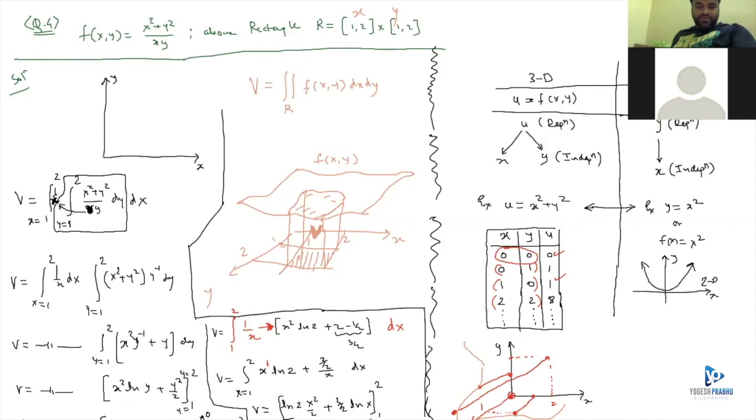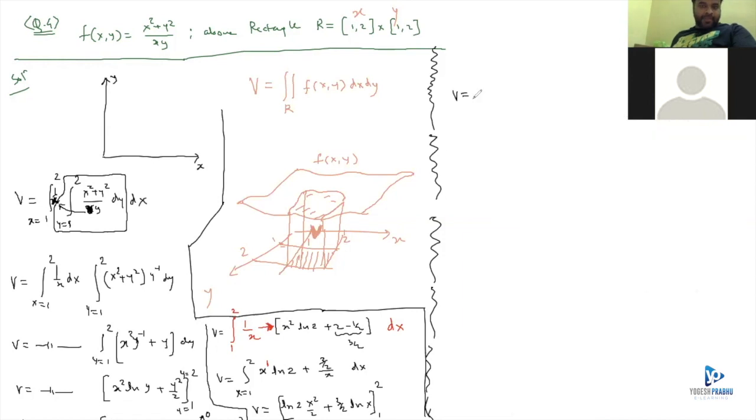ln 2. Minus ln 2 ln 2 over 2. Plus 3 over 2 ln 1. It's 0. Okay. So V equals, can I say ln, I'll take this 2 on top here. ln 4.